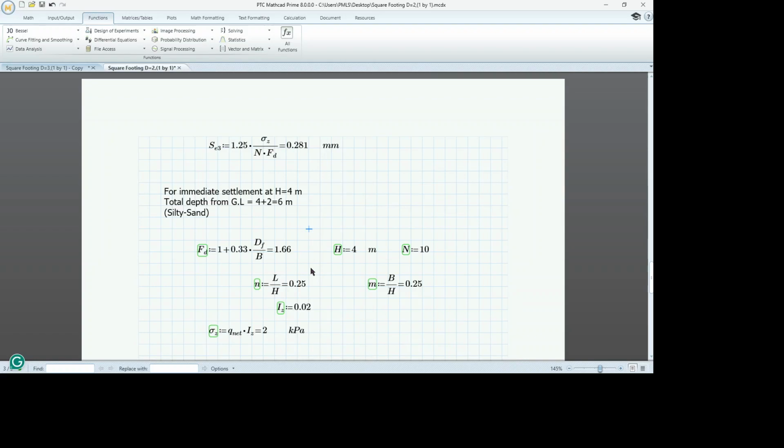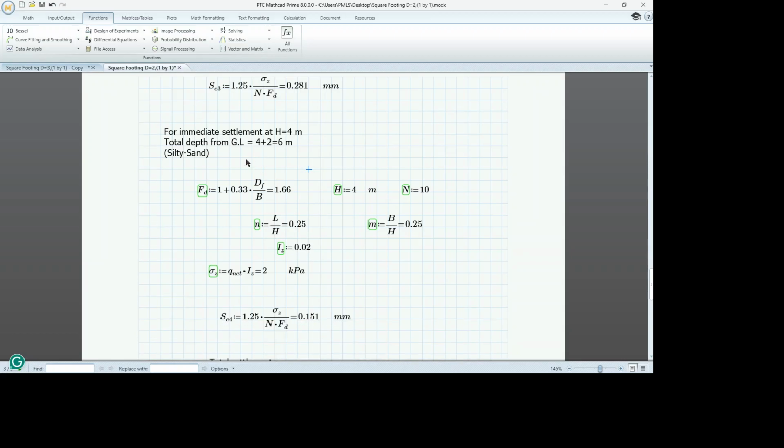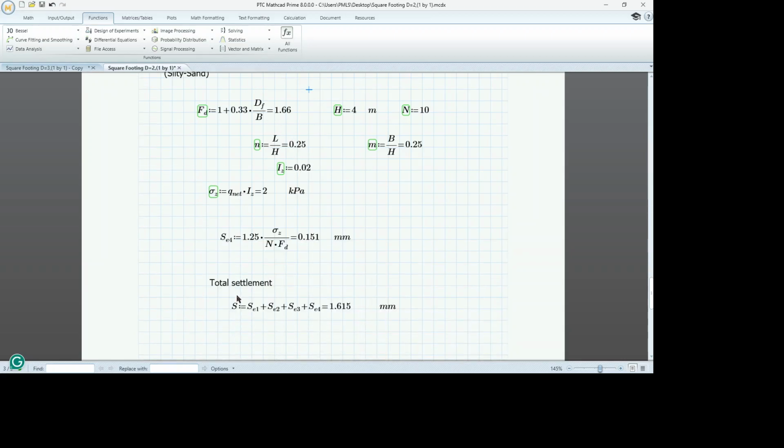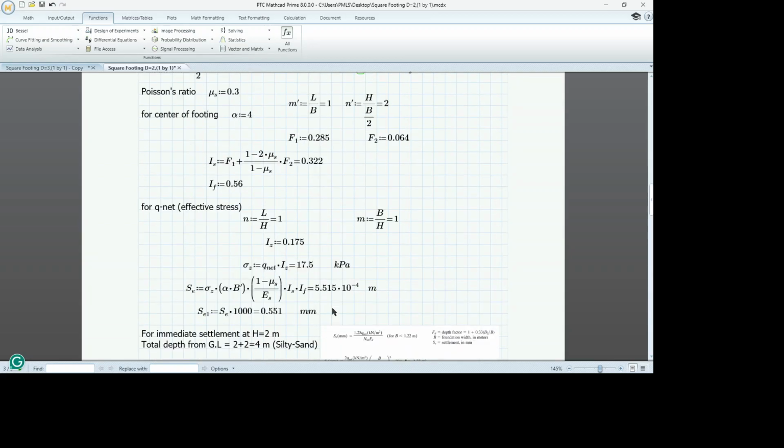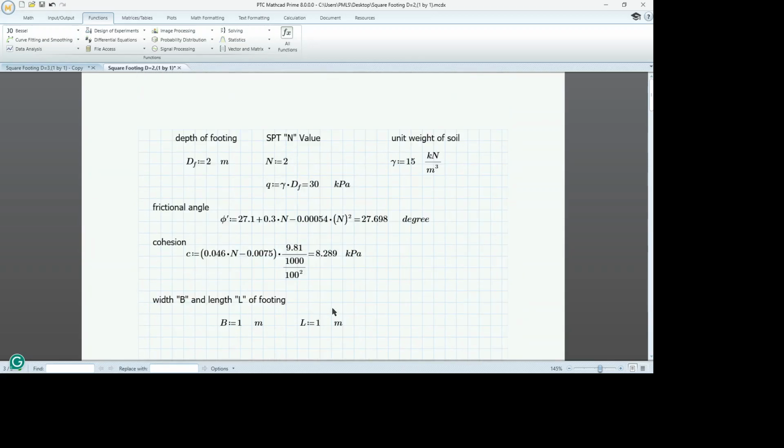As there is no water table present in our 4B zone, primary consolidation and then secondary consolidation will not happen. So only immediate settlement will be responsible for the settlement of the structure. So all these settlements are calculated, and we calculated this total settlement, which is the sum of all these. This comes out to be 1.615 millimeter. This is the settlement at the 4B zone calculated. By repeating this procedure you can find all the other settlements.